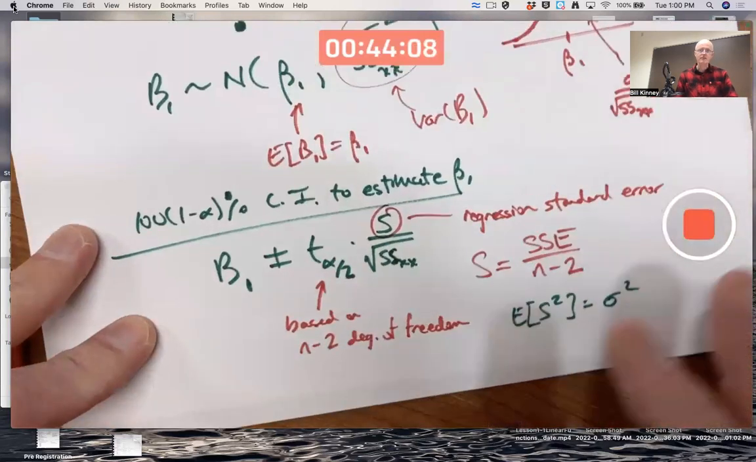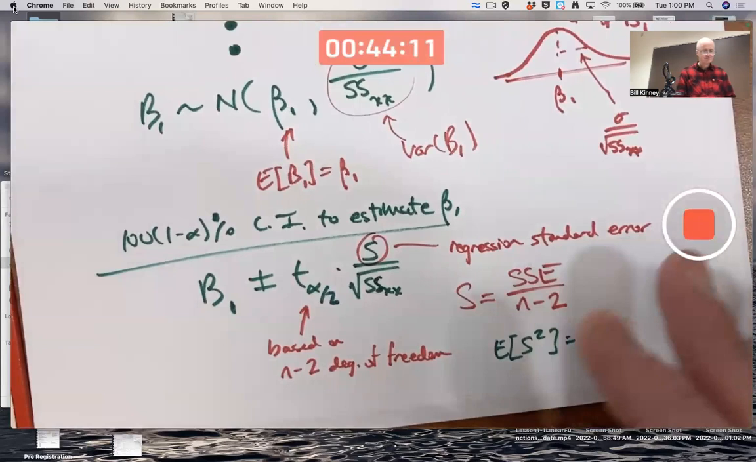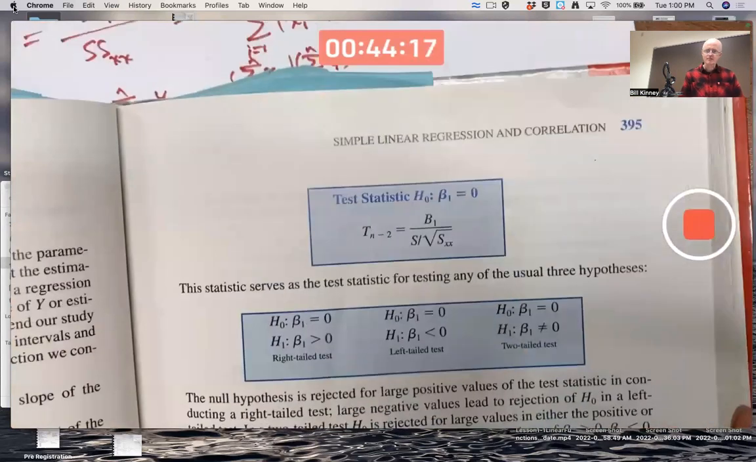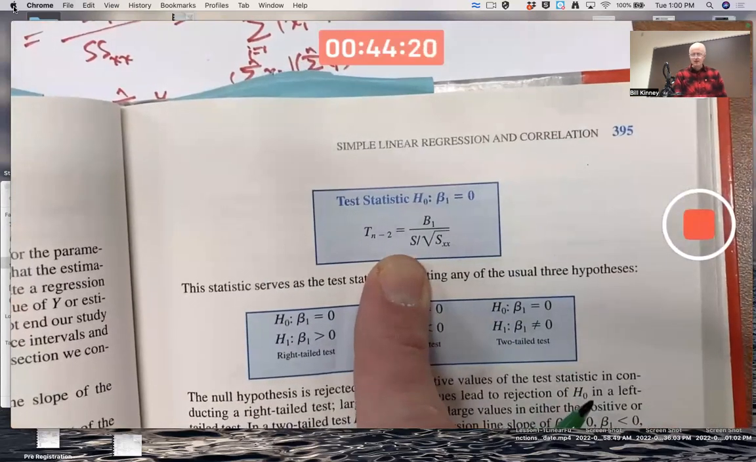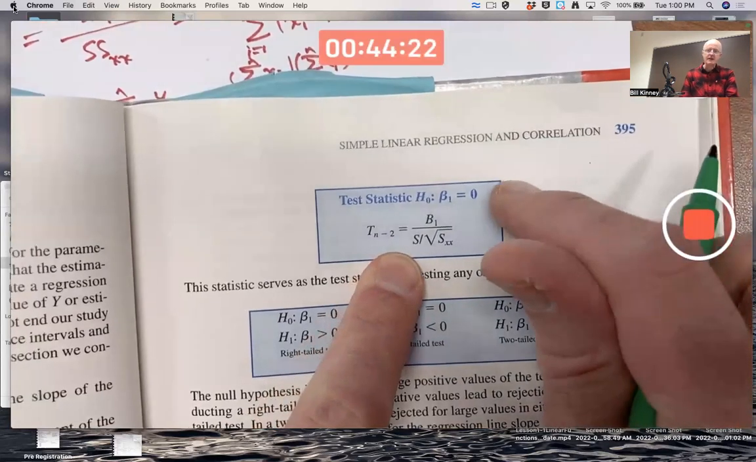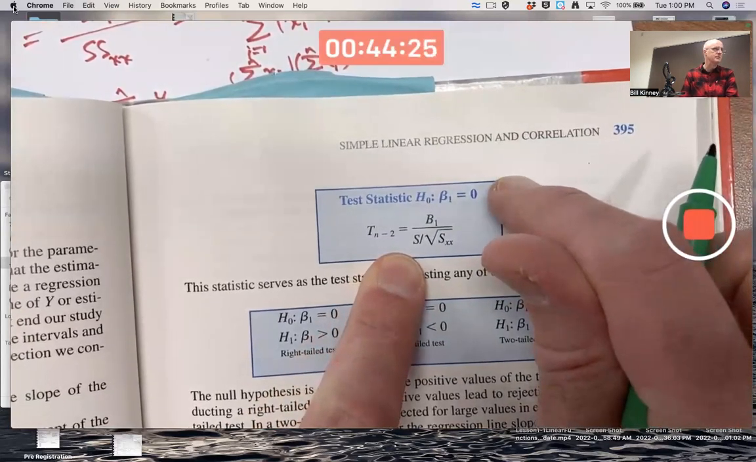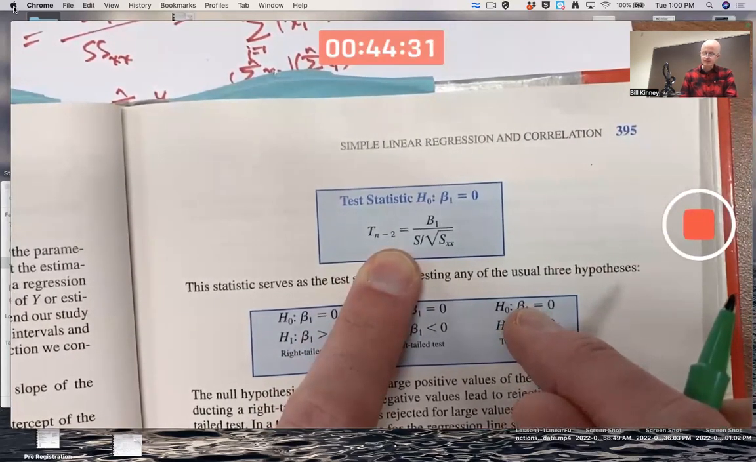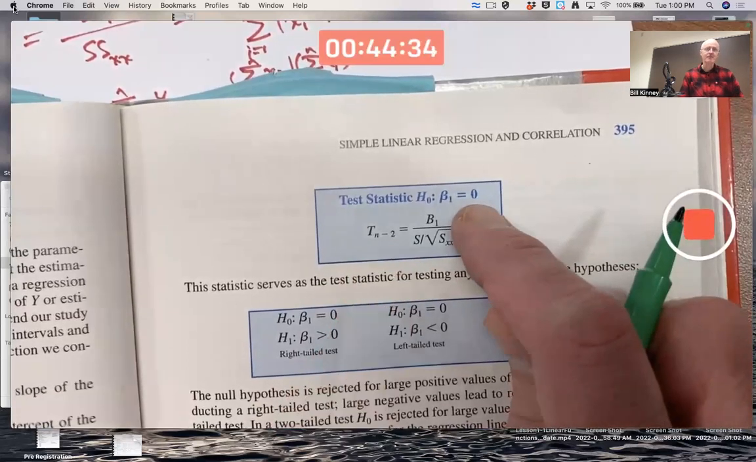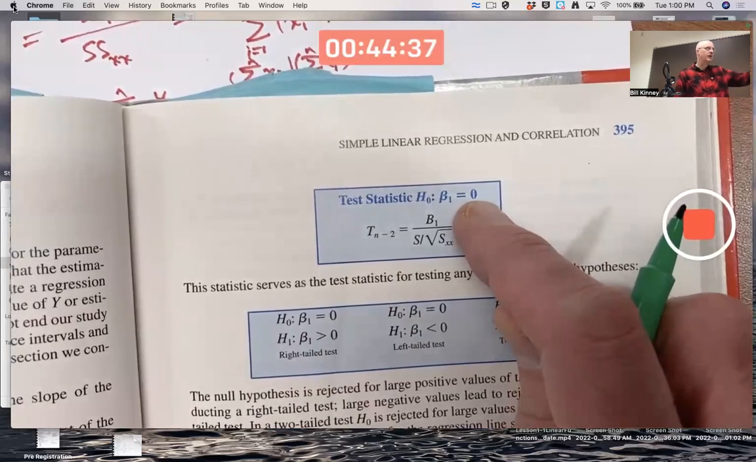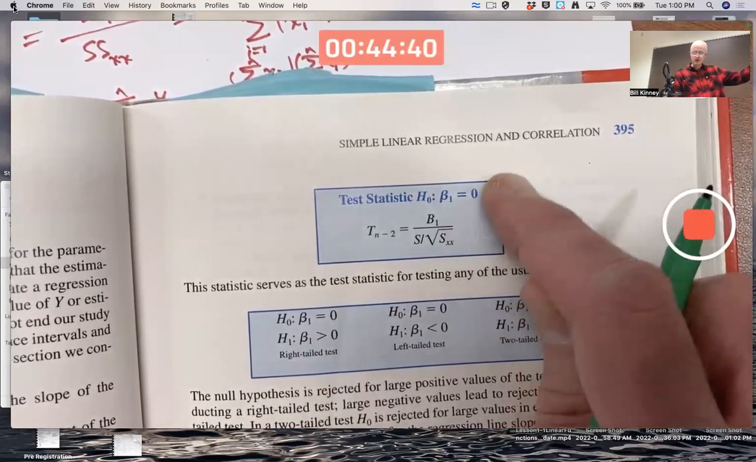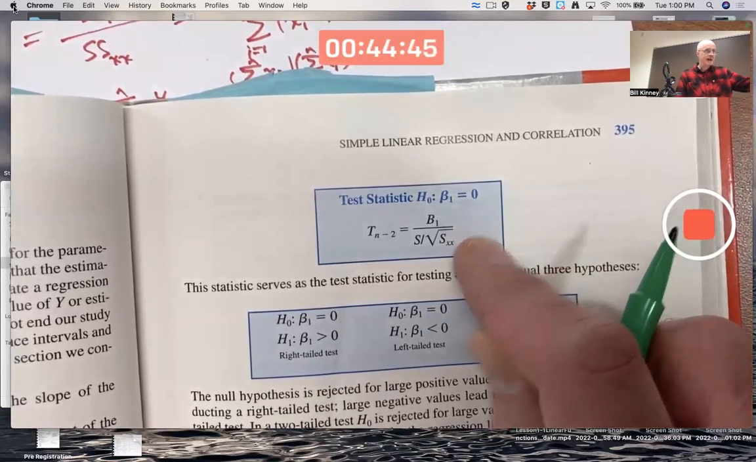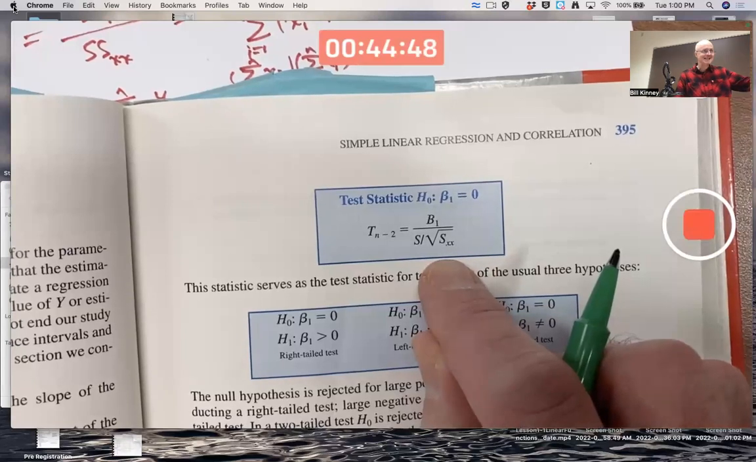So there's your confidence interval. What about hypothesis testing? What kind of test statistic would you use? You'd use this one, page 395. That's the test statistic when your null hypothesis is beta 1 is 0, which is the most common null hypothesis to do. It's a t statistic with n minus 2 degrees of freedom. It's B1 minus 0 in the numerator, because that's the null value, divided by the standard error, S over square root of SSXX.